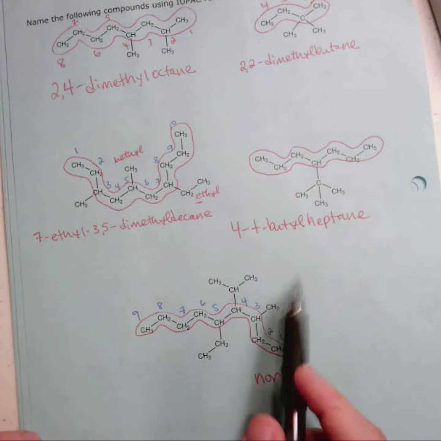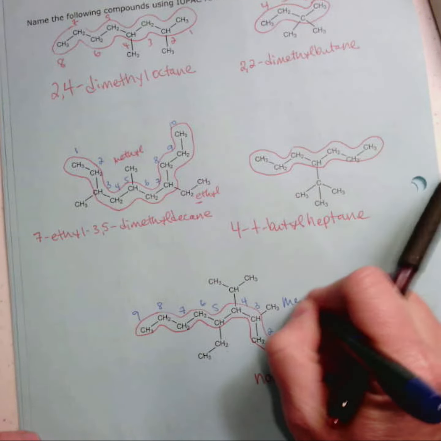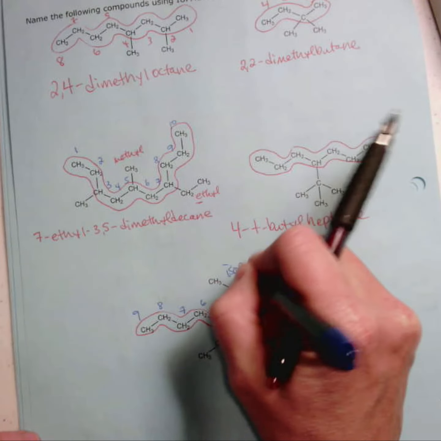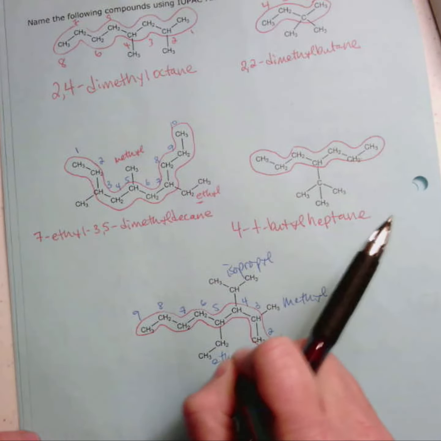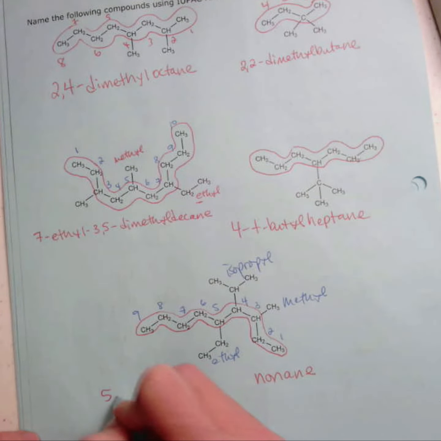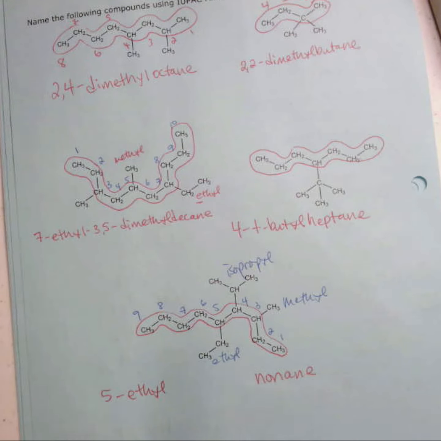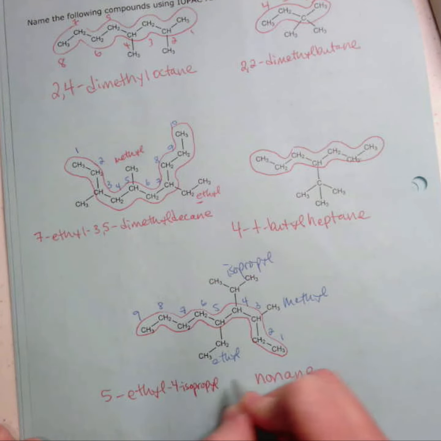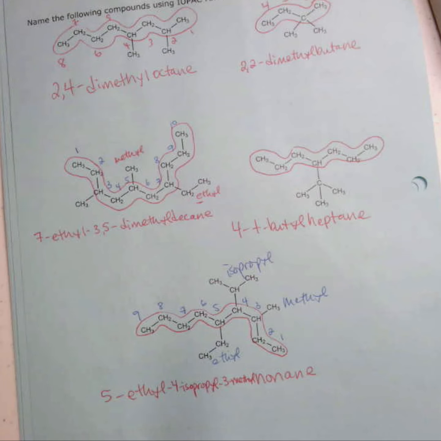So this is a methyl here. This is an isopropyl here. This is an ethyl. So ethyl's going to go first. 5-ethyl, ladies first, right? I'm just a little flap happy tonight, I think. Okay, and then isopropyl. 4-isopropyl-3-methylnonane. Hope you can read that. All right, that's the fill-in lecture, and I will see you guys next time.